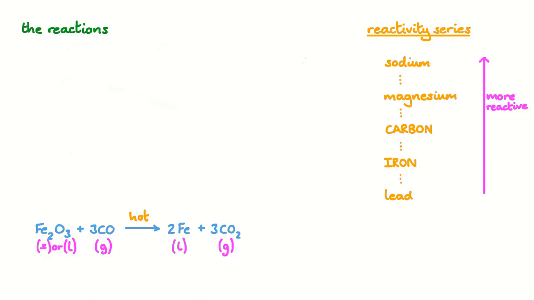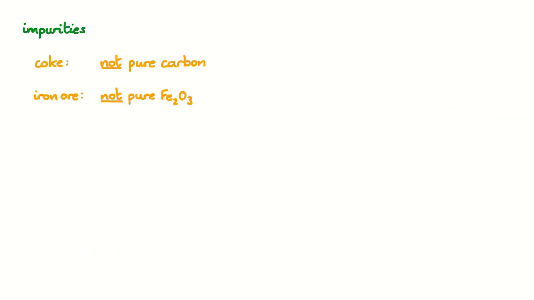Next, we're going to look at one of the most important features of real-world chemistry, the impurities. Real coke and real iron ore contain impurities. The problematic impurity we'll be looking at is sand, which is mostly silicon dioxide. You may hear silicon dioxide called silica. If we don't remove most of this impurity, it will end up in the iron, giving it properties that we don't want.